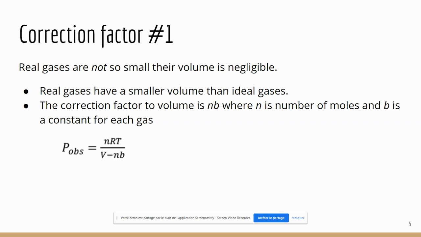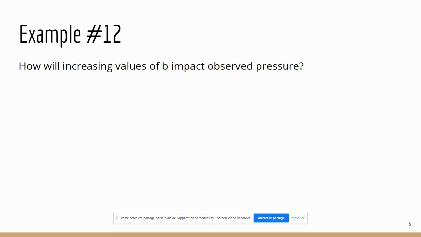So the first correction factor, which is B, is correcting for the fact that some gas molecules have very large atoms or molecules associated with them. So what that's going to do is take away from that empty space, our V. Our V is actually accounting for empty space. And then we subtract off nB, the number of moles times this constant B. That gives us a smaller observed volume. So what we'll see is that when we have really, really big gas molecules, our observed pressure is going to be higher than we would have predicted from PV equals nRT. Pause here.